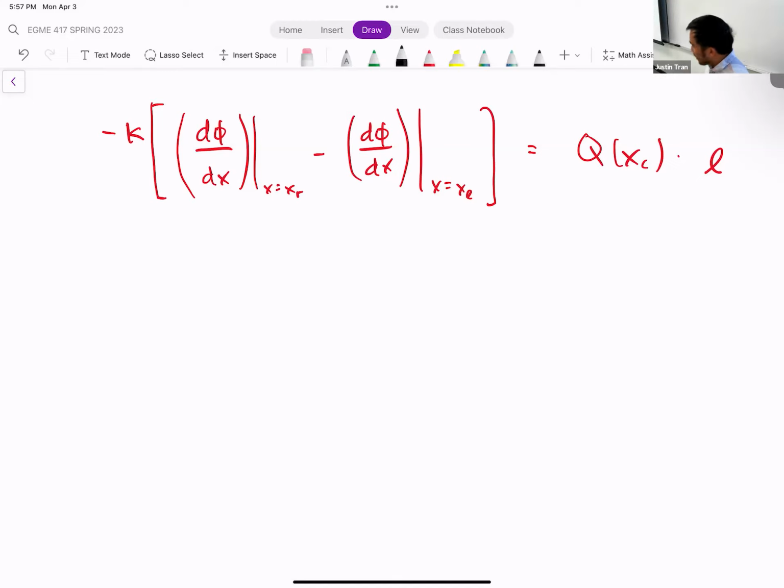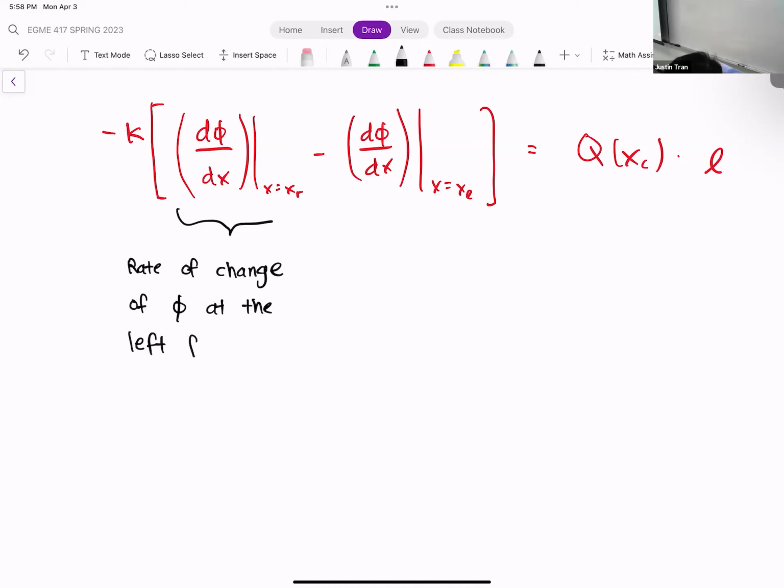These two derivatives that we got out are pretty significant. This derivative right here is basically the derivative of phi, the rate of change of phi evaluated at the left face of the cell, or excuse me, the right face. This is x sub R at the right face. It's right here, the rate of change.